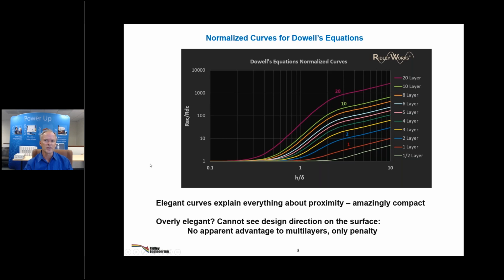Notice I'm not talking about equations here. I could talk about manipulating numbers, but that wouldn't mean anything. You have to have a picture. You have to have the plot. And there are many places on the internet where you can go pick up these curves.